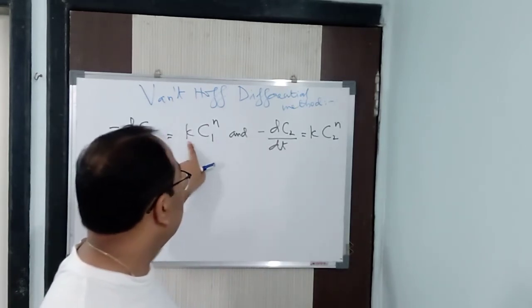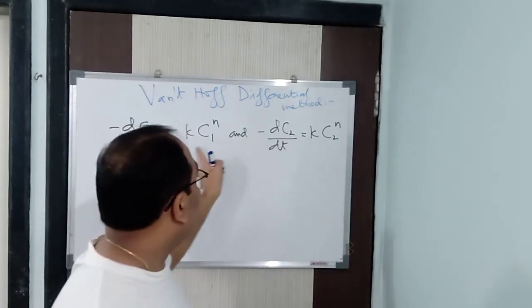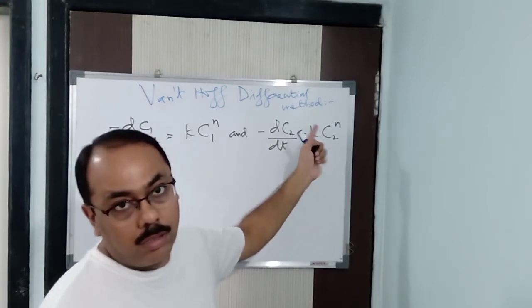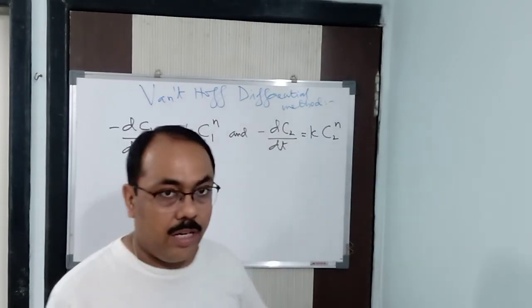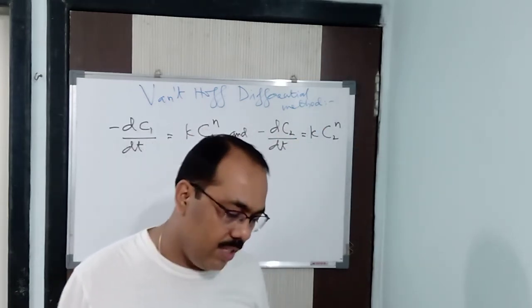But if the temperature is changing, the rate constant is also going to change. Then one will be K1, another will be K2. Then it will be different. Here I am taking the rate constant as the same. In Van't Hoff differential method, the rate constant is the same because the temperature remains the same.